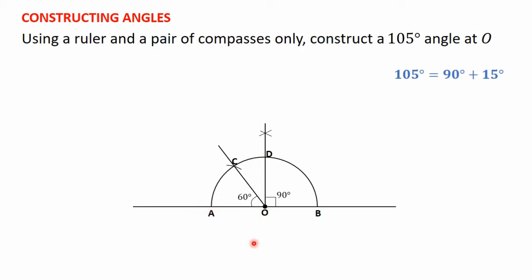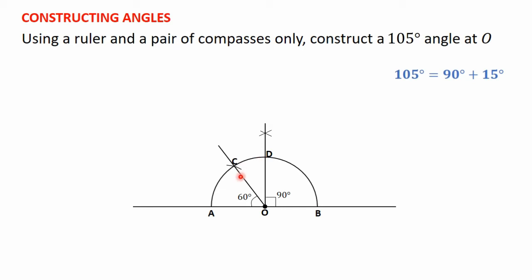Now look at something here. We know that angles on a straight line add up to 180 degrees. So if the angle between point A and point C is 60 degrees, and the angle between point D and point B is 90 degrees, then the angle between point C and point D will be 180 degrees minus 60 degrees minus 90 degrees, and that will give us 30 degrees. So the angle formed between point C and point D is 30 degrees.